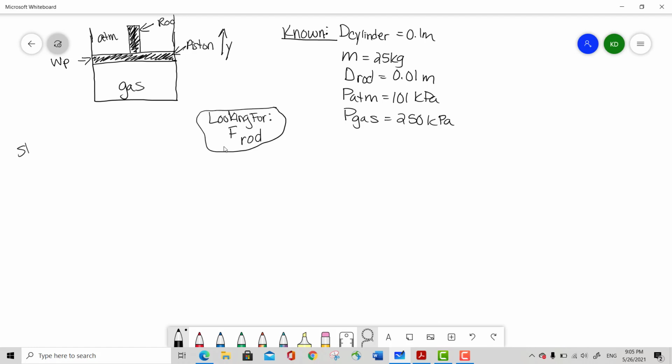We're looking for the force of the rod. Okay. So that's what we're looking for. So step one, we're going to do the same thing that we just did. We're going to do the sum of the forces. Okay. And so again, what do we know?